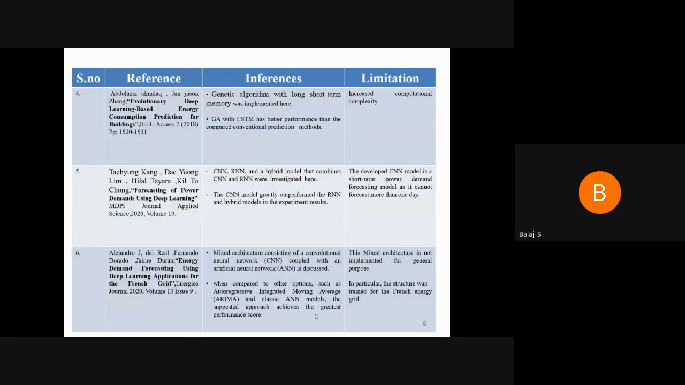Reference 4, Abulaziz et al. They proposed a genetic algorithm with LSTM. GA with LSTM performed better than the conventional prediction methods. Limitations: it increased the computational complexity.